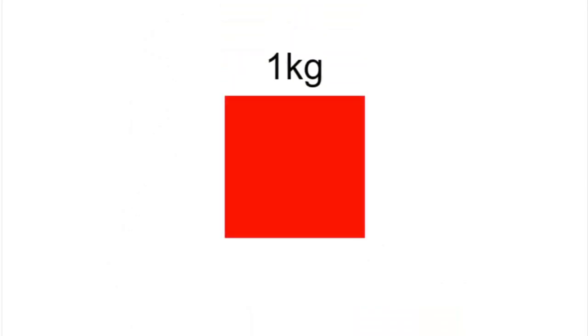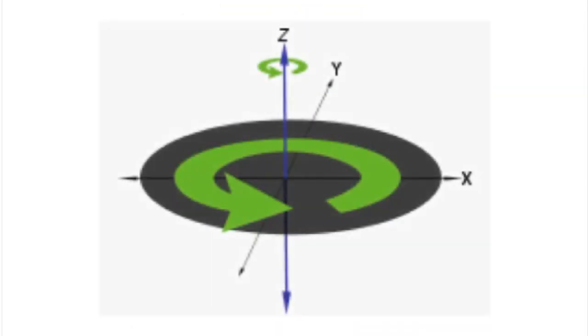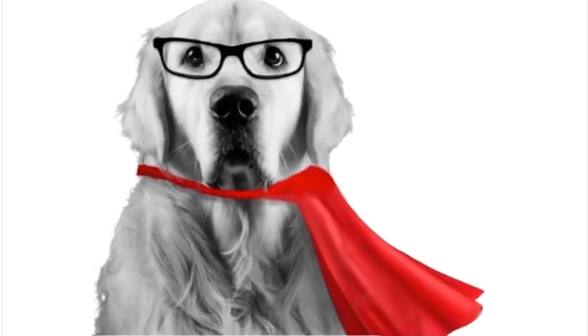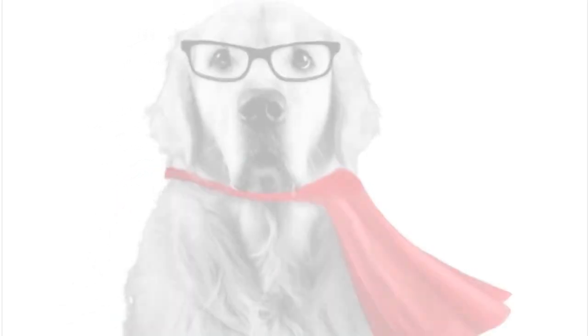Now, there is a square that weighs 1 kilogram. Now that there is a plane of rotation, we can push it in 360 different angles instead of just 2. Let's call this angle theta. In addition, the second dimension allows for our object to rotate.